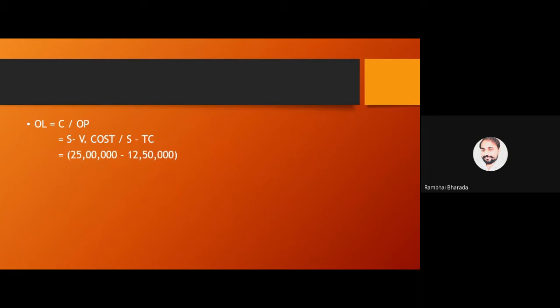Upon sales 25 lakh minus total cost. Total cost means fixed cost and variable cost: 13 lakh. Are we clear about this calculation? 25 lakh minus 12 lakh 50,000, that is 12 lakh 50,000, upon 25 lakh minus 13 lakh. Answer is 12 lakh.